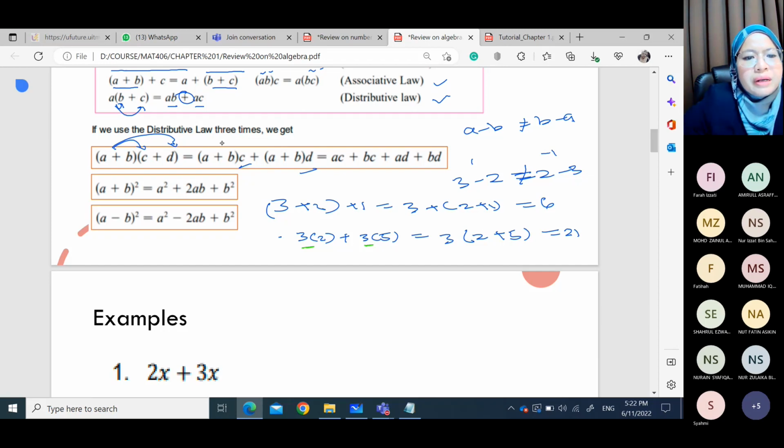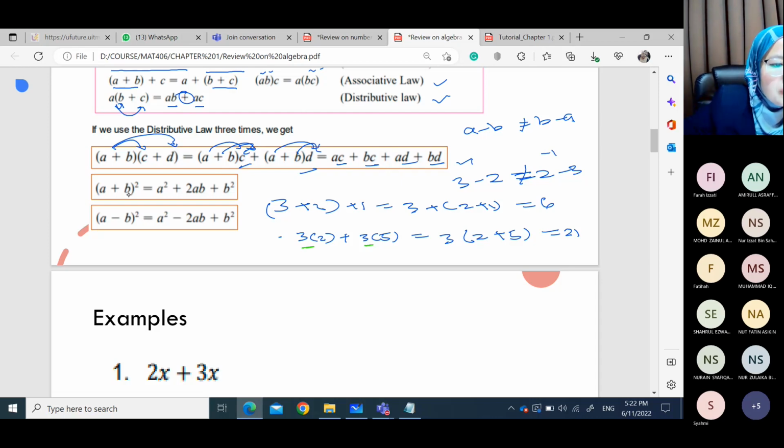Okay, so bila open bracket, you akan dapat A times C, we have AC. B times C, we have BC. Dalam darab 2. Okay, ni. And then untuk A times D, we have AD. B times D, we have BD. Okay, this one distributive yang melibatkan 4 number.